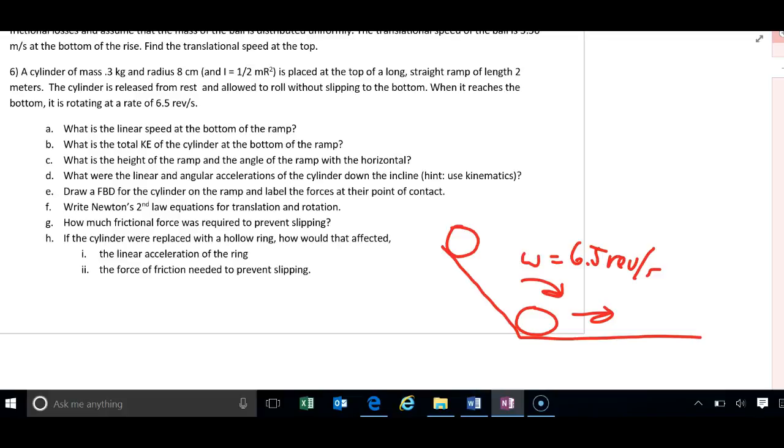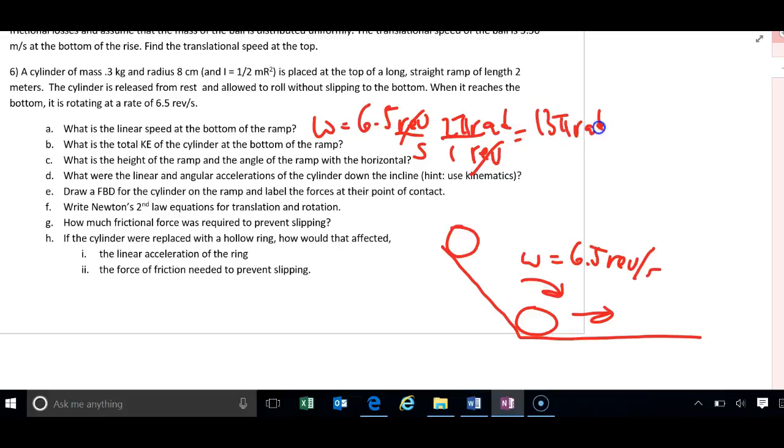Well, part A should be really easy because I know angular velocity is 6.5 revs per second, but I need the right unit. So let me clean this up. I can convert to radians, so I put revs down here to radians. I know 1 rev is 2 pi radians, so I'm left with 13 pi radians per second.